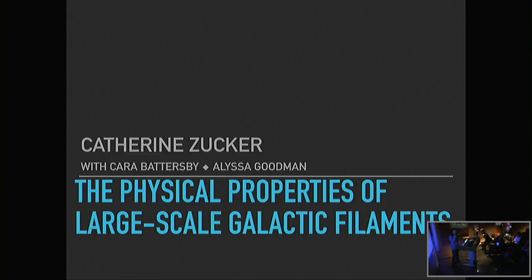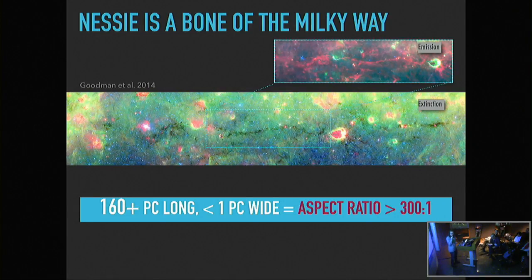Hello, everyone. My name is Catherine Zucker, and I have been working for the last year and a half with Kara Battersby and Alyssa Goodman on mapping the physical properties of large-scale galactic filaments in the galaxy. This whole project started with the discovery of a very special filament in the interstellar medium called Nessie, which you can see right here in extinction. And not only is Nessie incredibly long and skinny with an aspect ratio greater than 300:1, but if you analyze its orientation in PPV space, it exactly aligns with the Scutum Centaurus arm, which leads us to believe that it's a dense spine of this arm, and it's tracing some aspect of spiral structure.